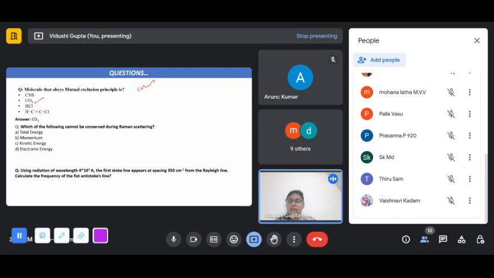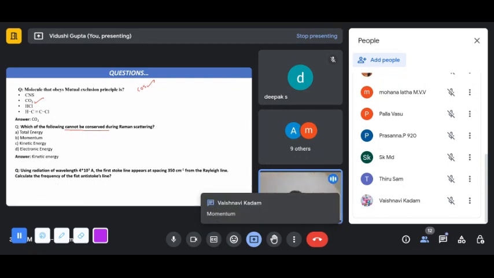Which of the following cannot be conserved during Raman scattering? Total energy, momentum, kinetic energy, or electronic energy? It cannot be conserved. Electronic energy. Is it? Uh, no, it will be kinetic energy.